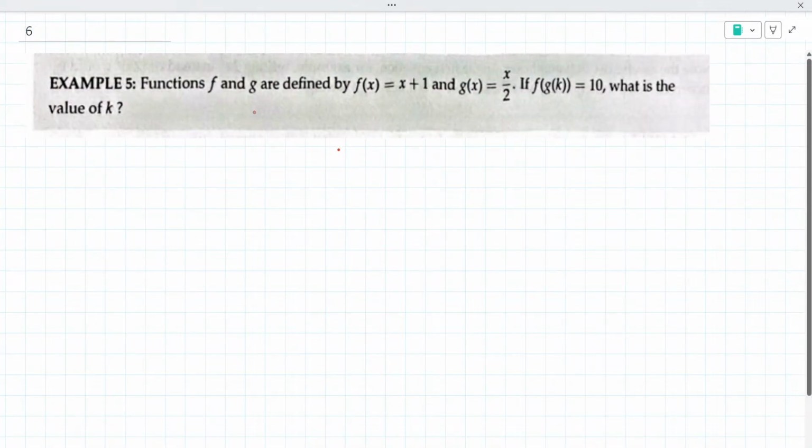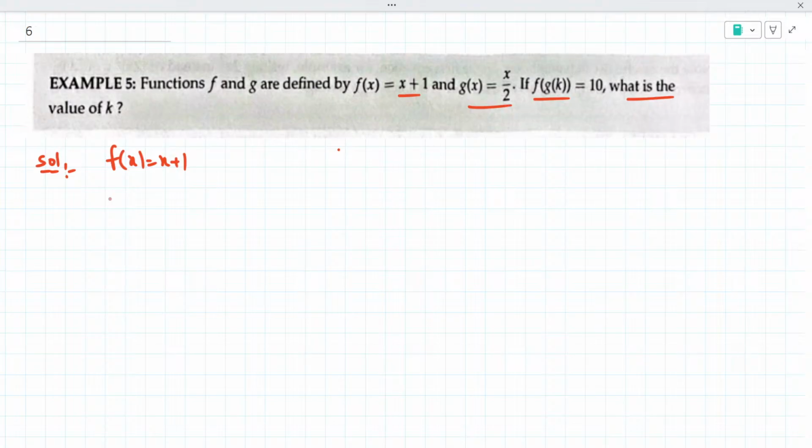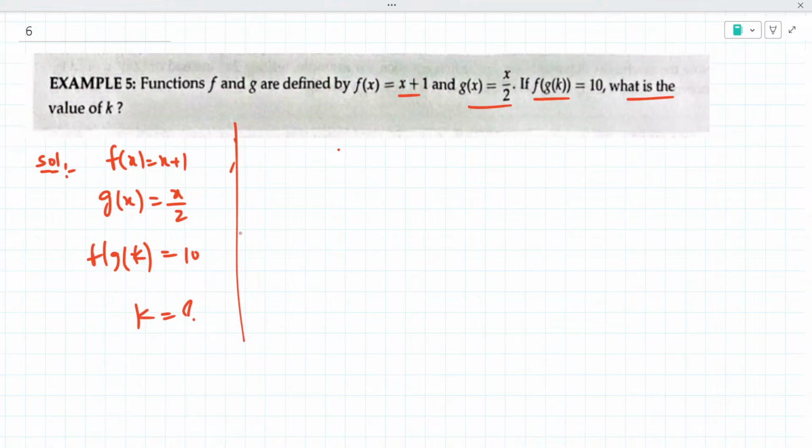Functions f and g are defined by f of x equals x plus 1, g of x equals x by 2. Again, a composite function: f of g of k, not x, is 10. What is the value of k? We have to find the value of k. So how can we do this?